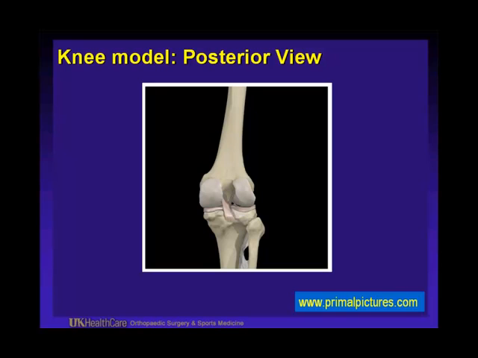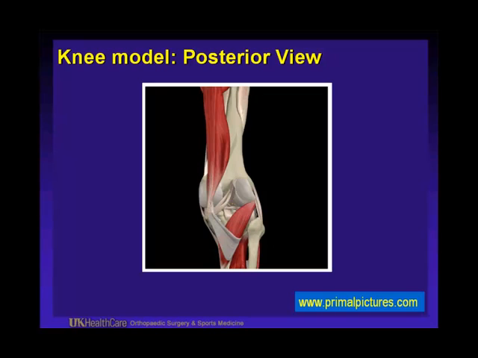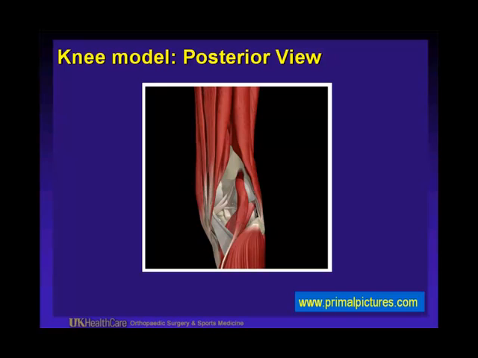View from the back. Posterior cruciate ligament, lateral meniscus on the right, medial meniscus on the left. Popliteofibular ligament, lateral collateral ligament, laterally. Popliteus muscle, medial hamstrings, gastroc, biceps, medial and lateral heads of the gastroc.